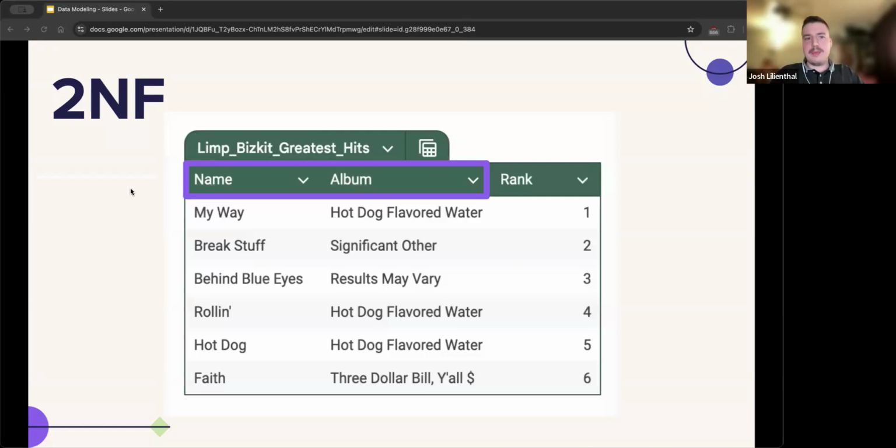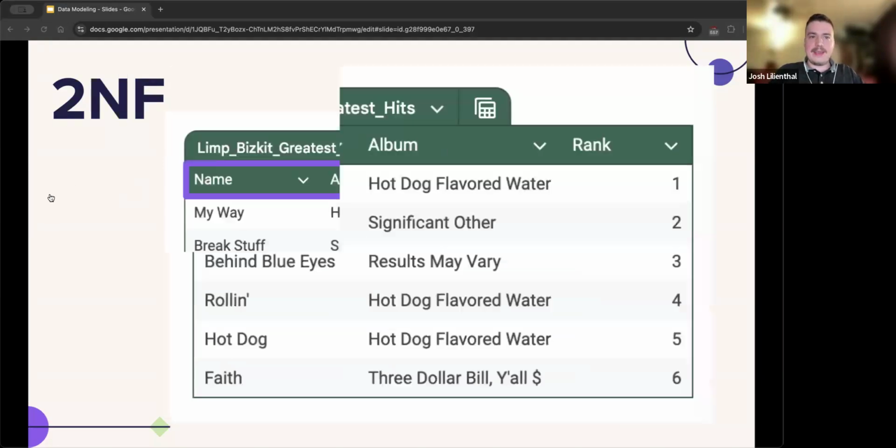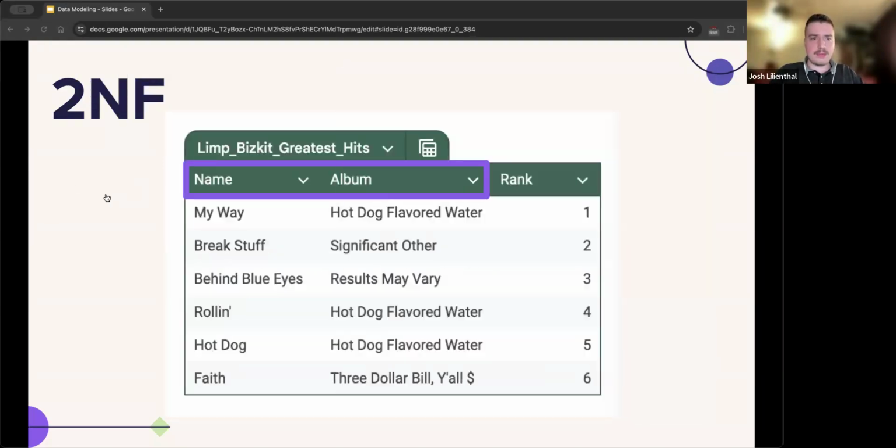So although every table must have a single primary key, a primary key can actually be composed of more than one column. But to be normalized to 2NF, every non-key attribute must be dependent on the entire primary key. So if we do use multiple columns as the primary key, we have to pay really close attention to our dependencies. Let's say for some reason we decide to use both name and album as our primary key in our greatest hits example from earlier. That leaves rank as our only non-key attribute in the table.